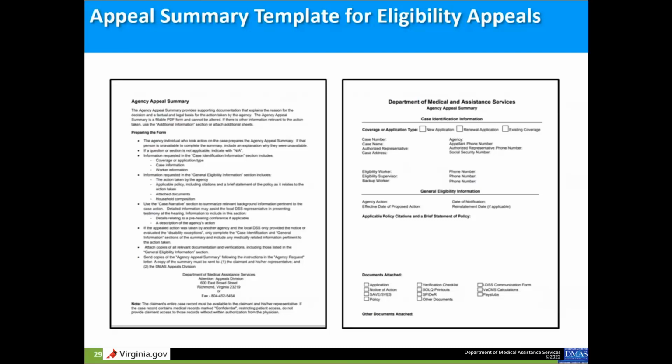It's also important for the reasons discussed above that the documentation must be attached to the summary to comply with the due process requirements. We have provided a checkbox section on this form for you to indicate what you're attaching. I have recorded a separate module discussing the appeal summary in further depth. Please refer to that module for more detailed discussion of the summary.